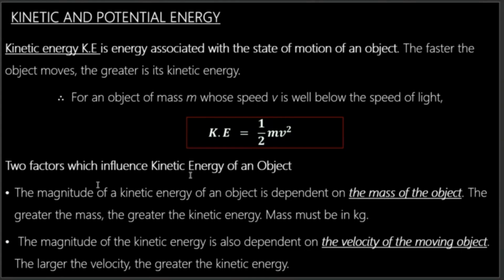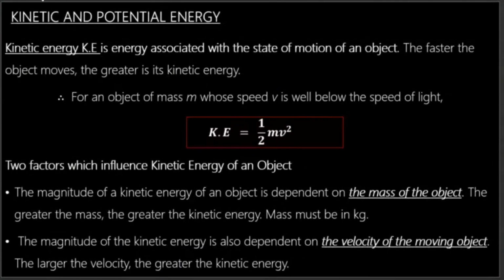So with kinetic energy and potential energy, we understand that kinetic energy is the energy that is associated with the state of motion of an object. And we understand the fact that the faster an object moves, the greater its kinetic energy. And it's still the normal formula, which is half mv squared. The same formula that you knew, m being the mass and the v being the velocity. So this simply means that there are two factors that influence kinetic energy of an object. It is the mass and the velocity.